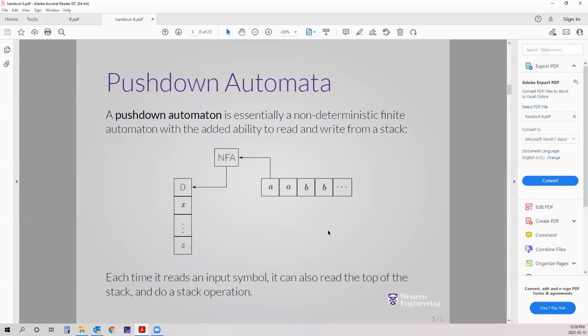Are you guys familiar with the stack? What is the stack concept? Okay, Brandon, unmute your mic and tell us, what is the stack concept?